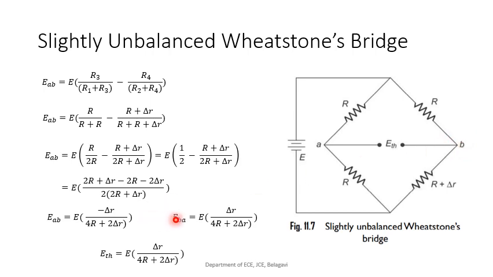So if you take EBA, then it becomes positive. It indicates that the voltage at point B is greater than the voltage at point A. Or you can say ETH is this one, the voltage difference, E equal to delta R divided by 4R plus 2 delta R. Now this delta R is very small.